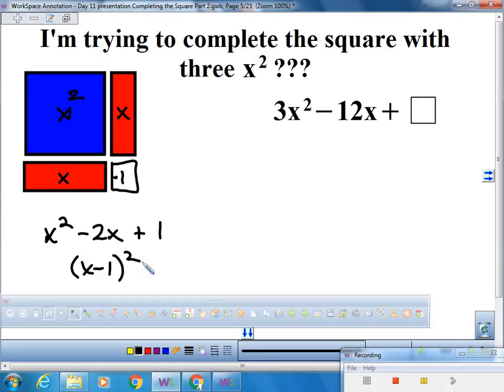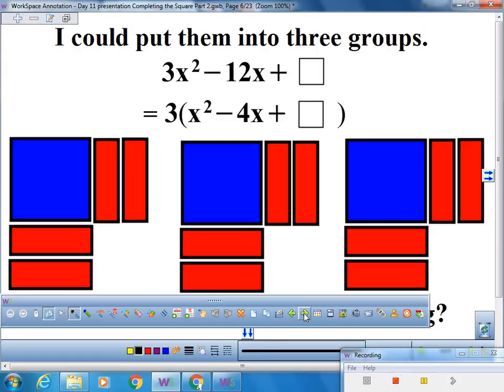Okay. But now I don't have 1x squared. I have how many? I have 3x squared. Same process. Same exact process, only you've got to split them up. Now you've got 3 groups. That's what this says right here.